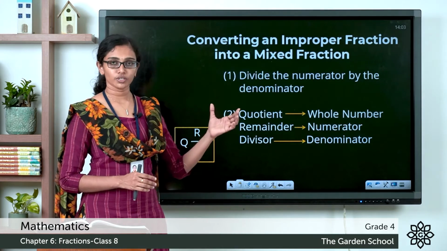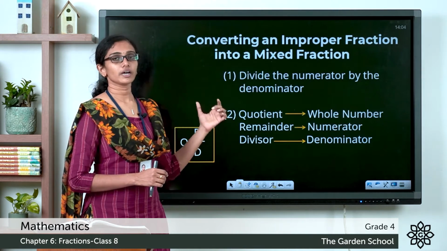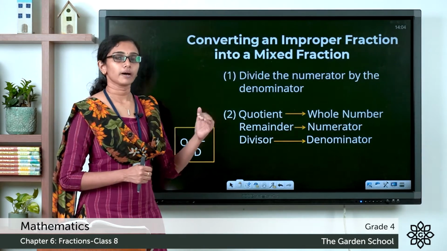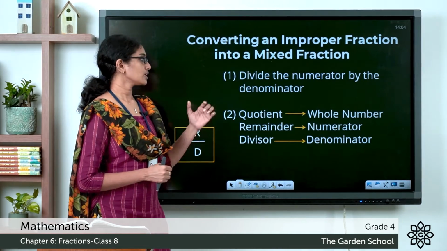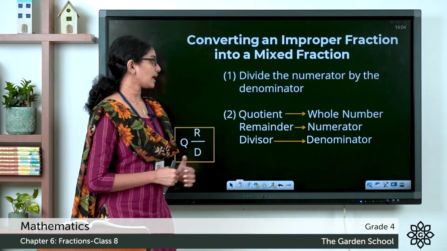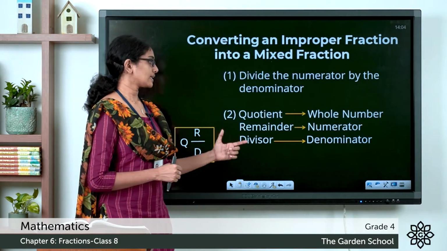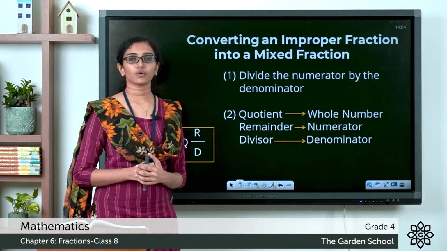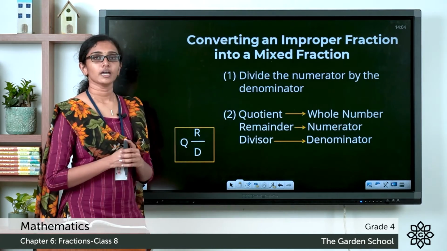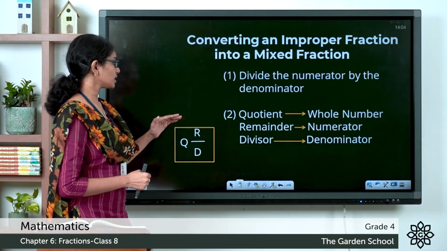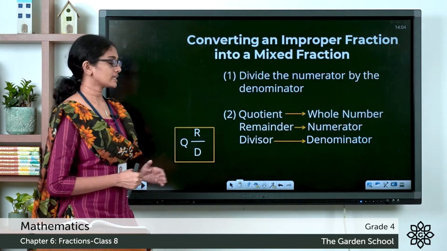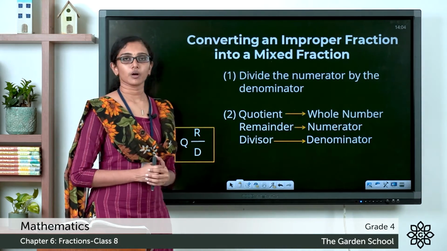Then you will get one quotient, a remainder, and you have a divisor and a dividend. After the division of the numerator by the denominator, you have to take the quotient obtained as the whole number and the remainder as the numerator and the divisor as the denominator for writing the mixed fraction. So there is a small formula which you can learn by heart. It is the quotient, remainder by divisor.